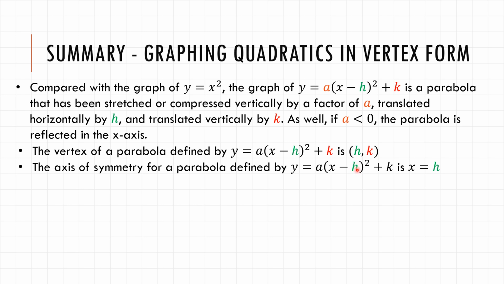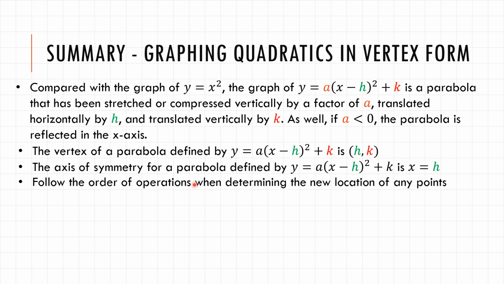When you are transforming a point from x squared to find its new location on this graph, there is a certain order of operations that you have to follow. So if this point appears on y equals x squared, its new location on this equation is going to be, you take the x value and you add h, you take the y value and you multiply it by a and then add k, and this is going to be the image or the new location of this point. And any point on the original graph can be translated or transformed to find its new location just by using these two formulas.